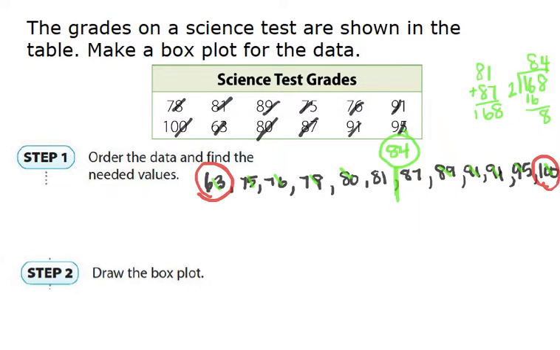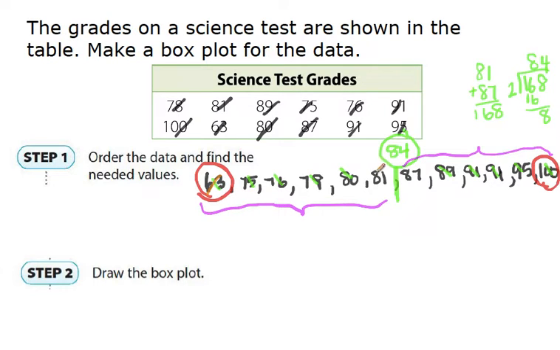Now what that did is it split the data into two halves, right? Here is my lower half, and here is my upper half. So 81 is considered part of the lower half, and 87 is considered part of the upper half. So now I have to find my median of the lower half. That's going to be my lower quartile.